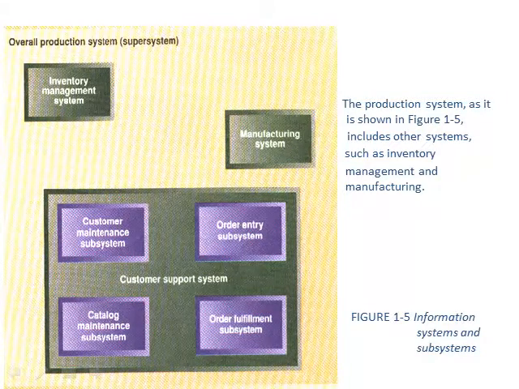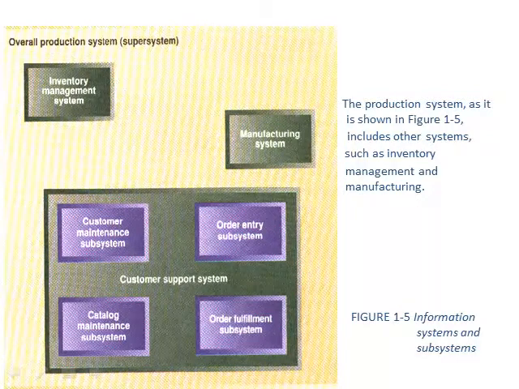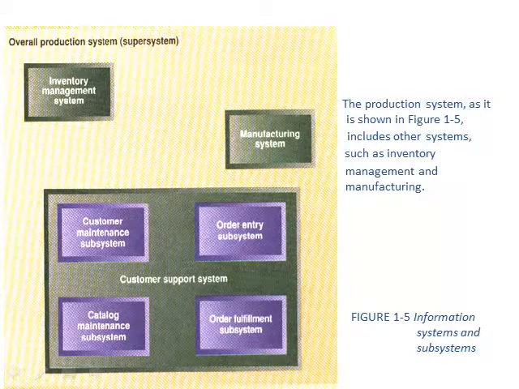And so this just is intended to show the production system, and we can see that we have an inventory management system, we have a manufacturing system, we have a customer support system, which is comprised of a customer maintenance subsystem, an order entry subsystem, catalog maintenance subsystem, an order fulfillment subsystem.